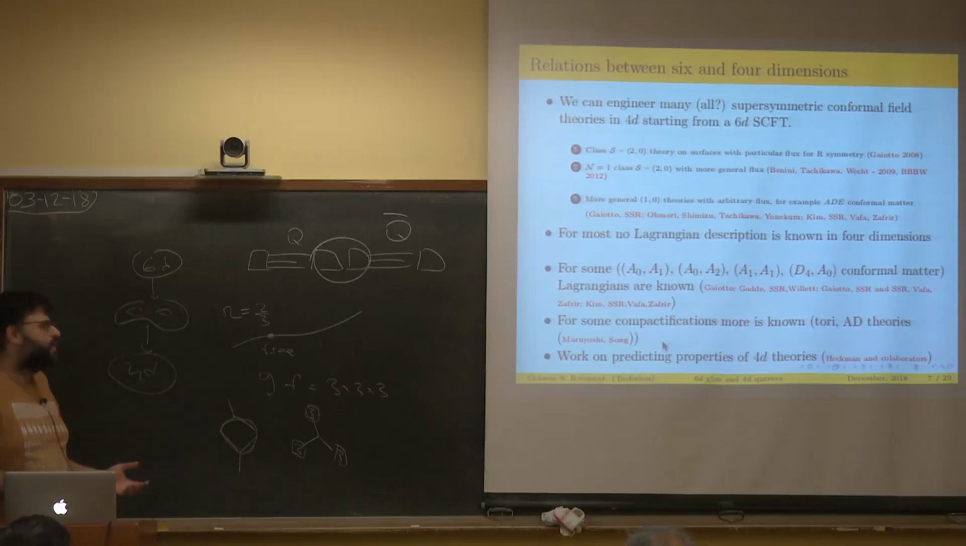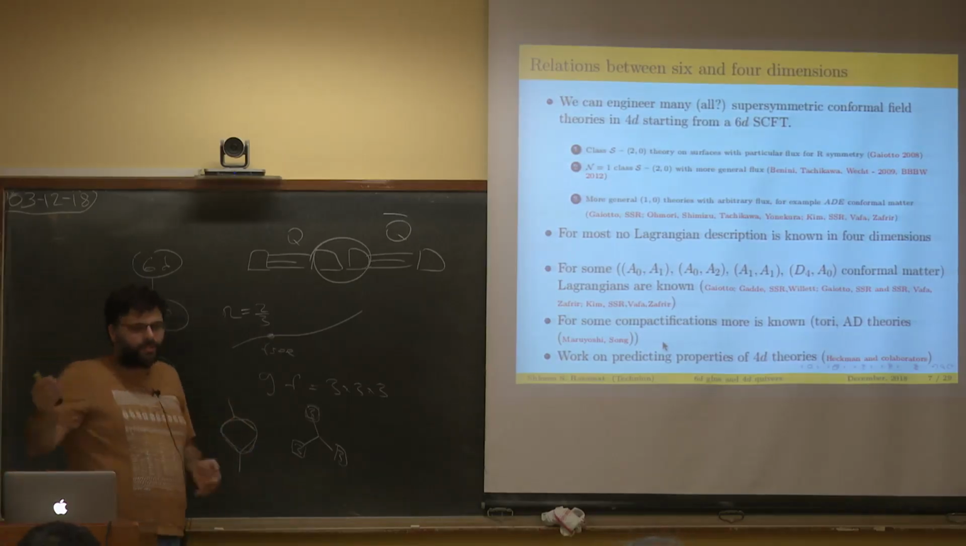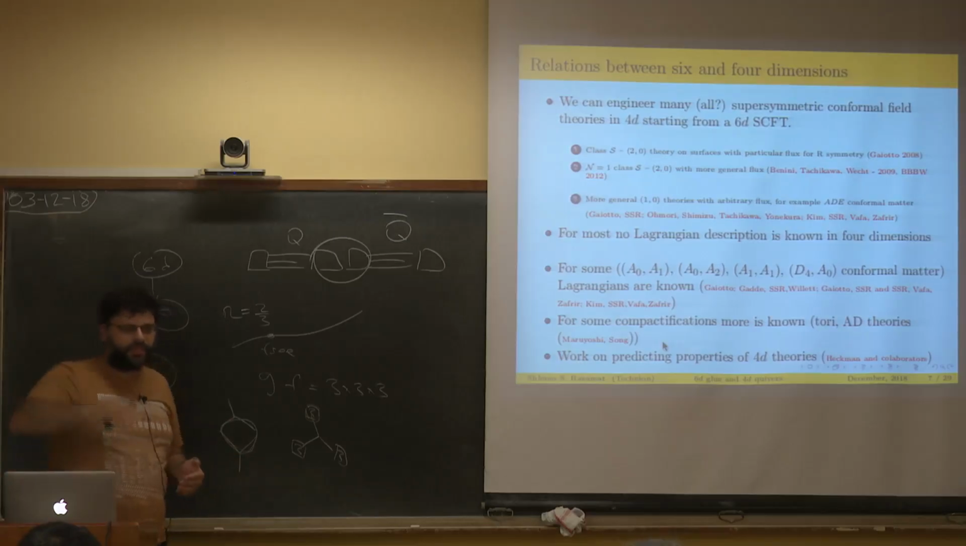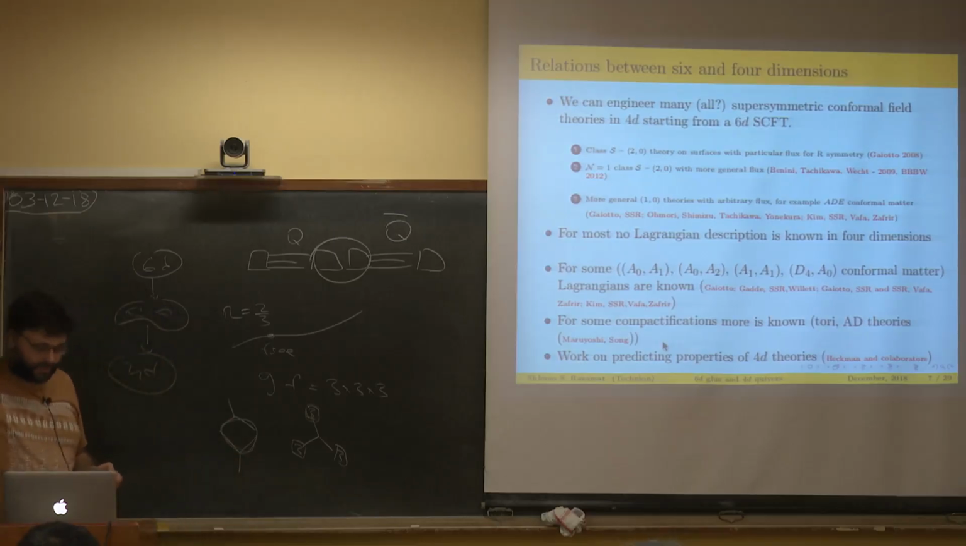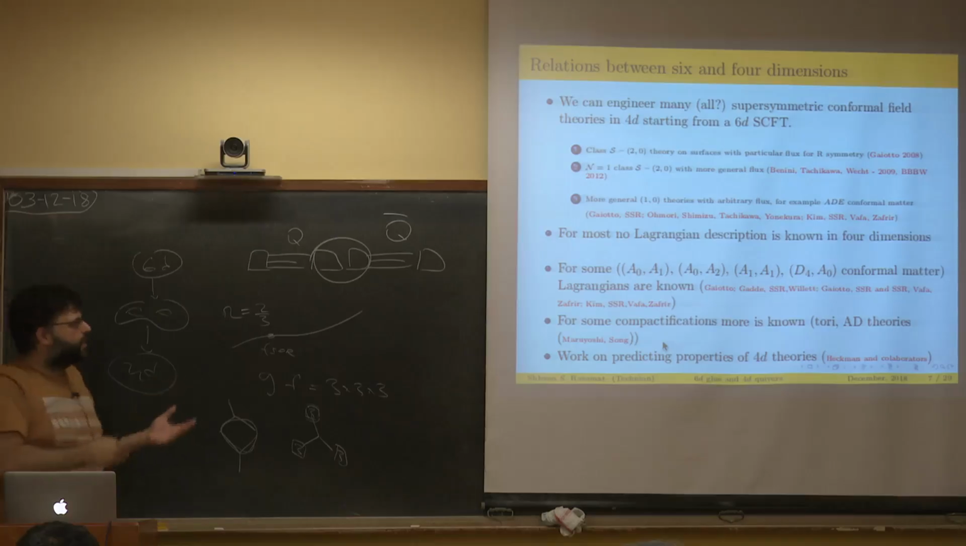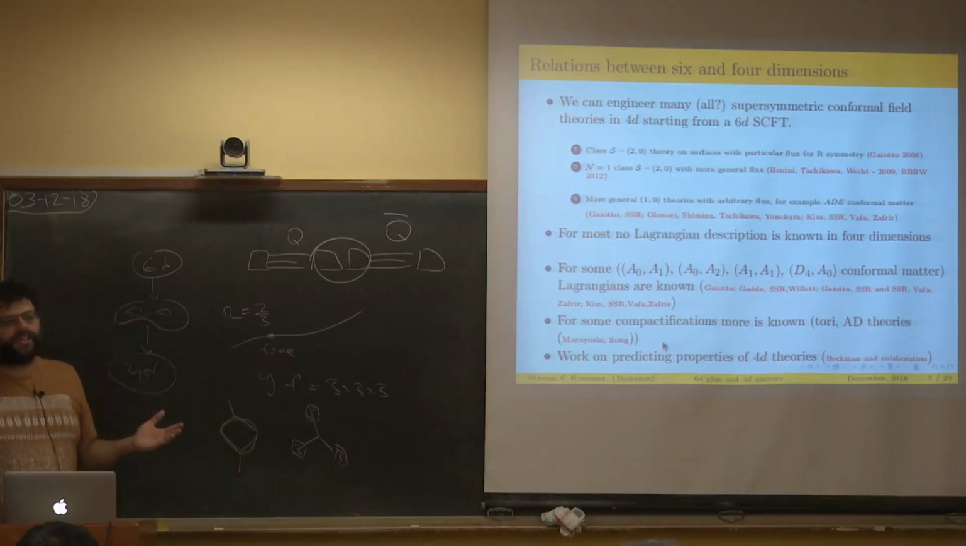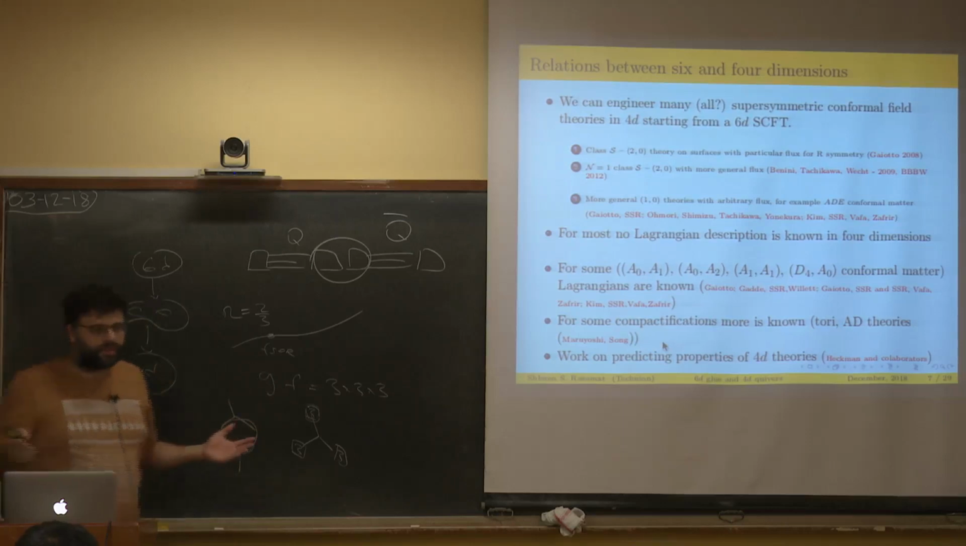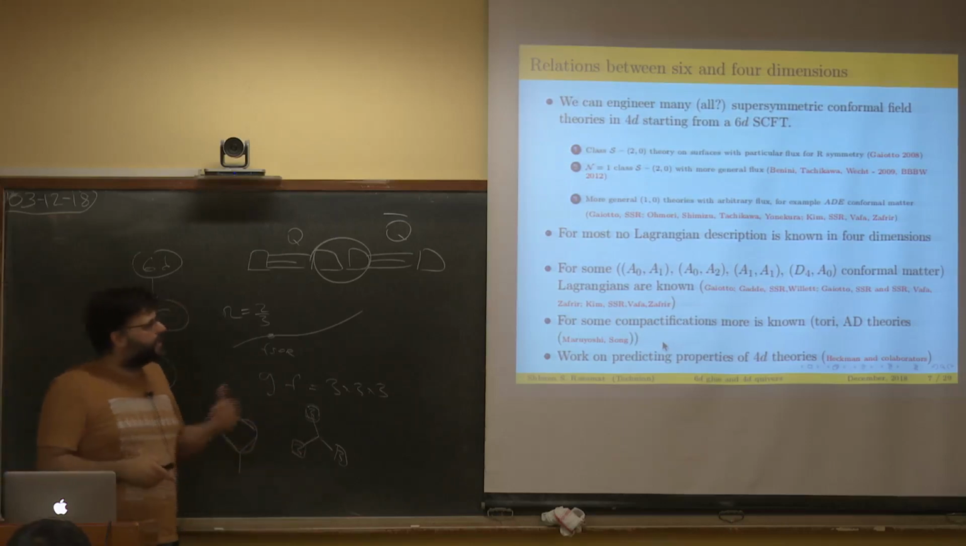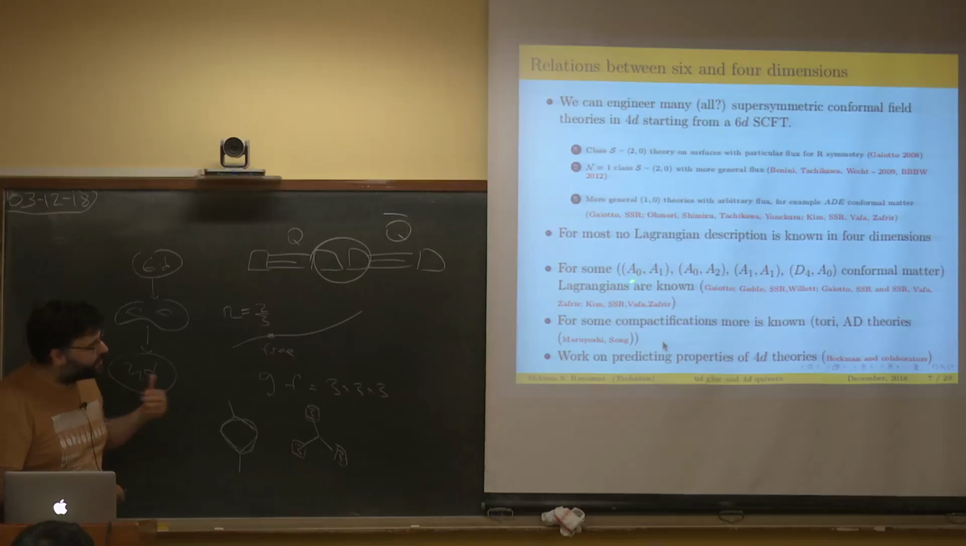But for example, a way to engineer it is to take the A_{N-1} type 2,0 theory, the theory living on N M5 branes, on a torus. Then you get a theory with a known Lagrangian. But if you take compactification on a generic Riemann surface, you don't know what the Lagrangian is. Okay, so there are certain classes, and there are classes of models which are written here.